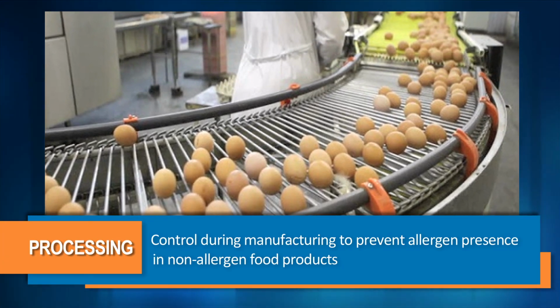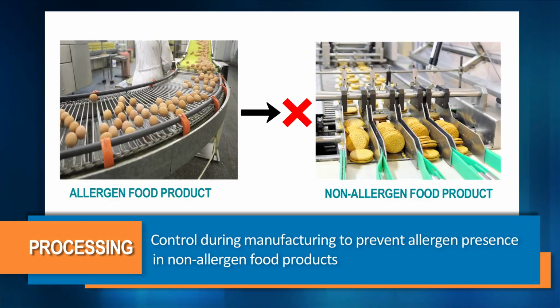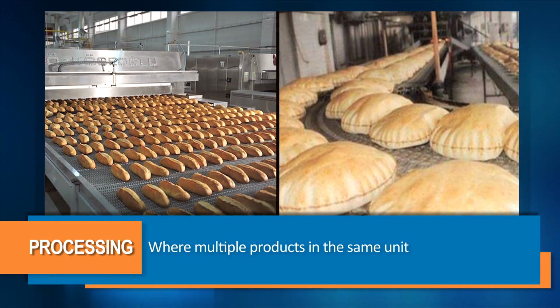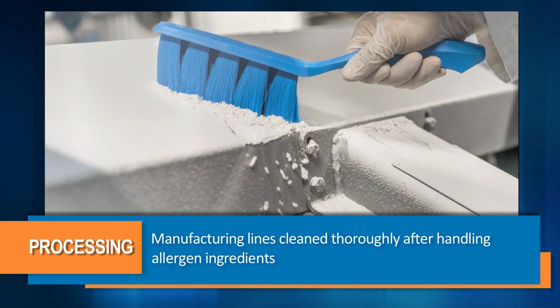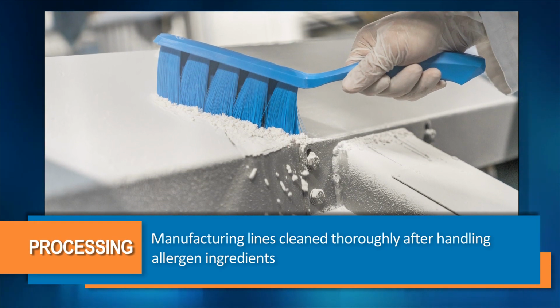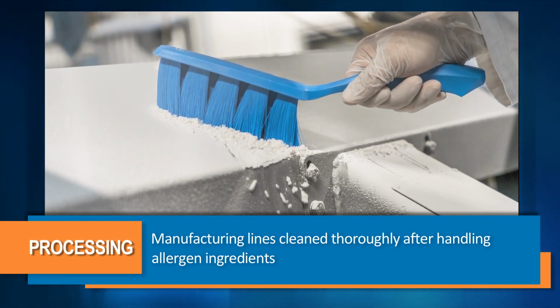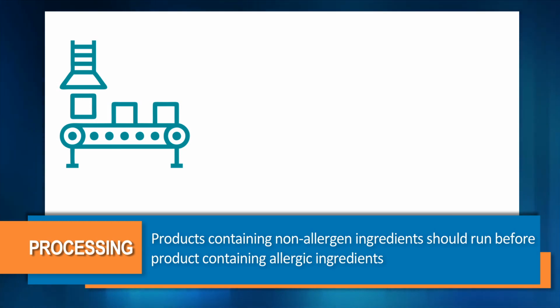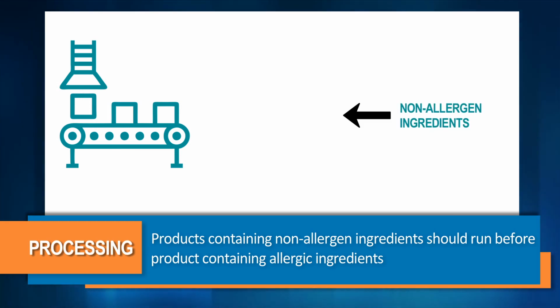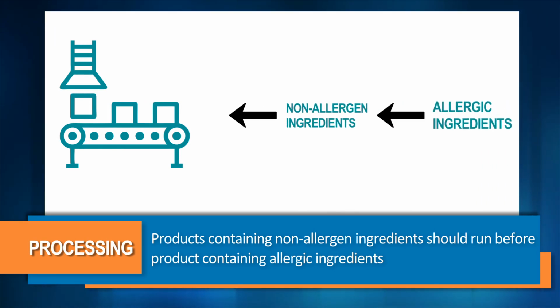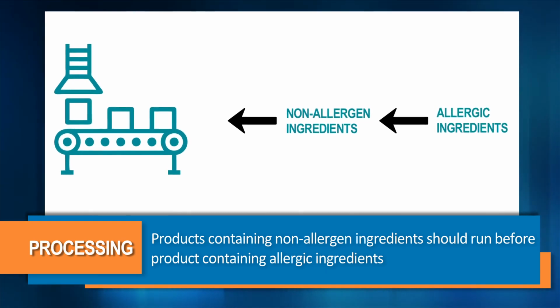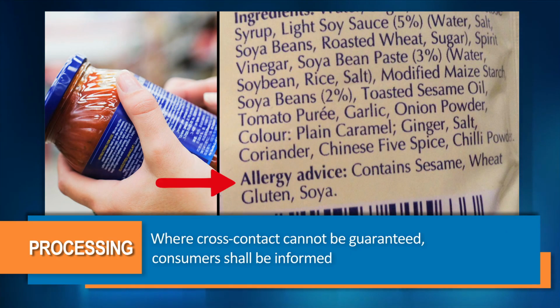Appropriate control should be put in place during manufacturing to prevent their presence in other non-allergen food products. Where multiple products are manufactured in the same unit, manufacturing lines shall be cleaned thoroughly after handling allergen ingredients. Preferably, products containing non-allergen ingredients should run before the product containing allergic ingredients. Where cross-contact cannot be guaranteed, consumers shall be informed.